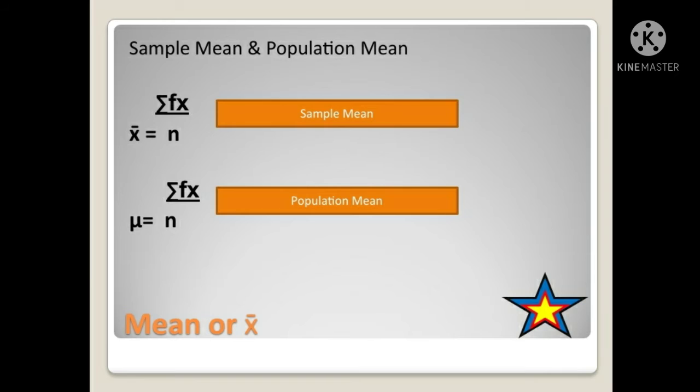Let's proceed to grouped data. First is the mean. Here are the formulas of the sample mean and the population mean. Mean is equal to summation of fx over n. This is the sample mean. And the population mean is mu is equal to summation of fx over n.